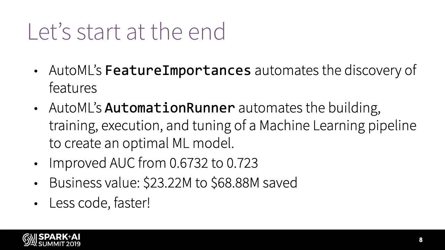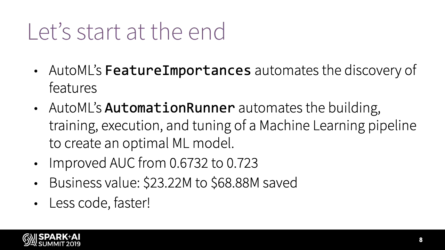Like I said, we'll go through the feature importances module, and this module helps automate the discovery of features to make sure that, as you're building your models, you're putting in features that truly matter and that are going to be very indicative of predicting your dependent variable. And we'll talk about the automation runner. Again, that's in reference to those higher level APIs that I spoke of, and how that helps automate the building, training, execution, and tuning of a model.